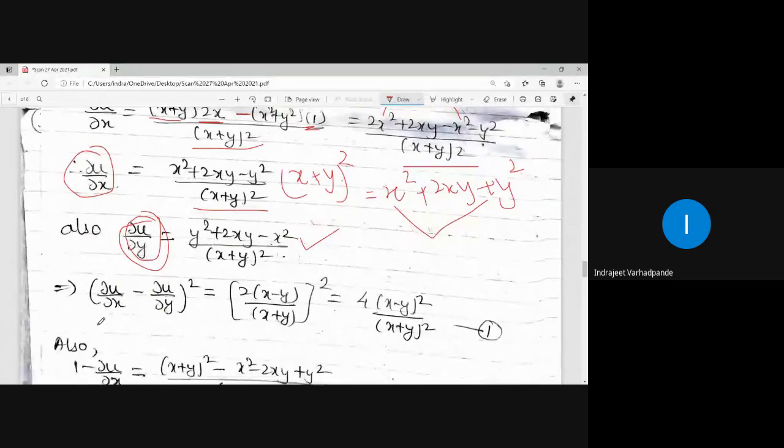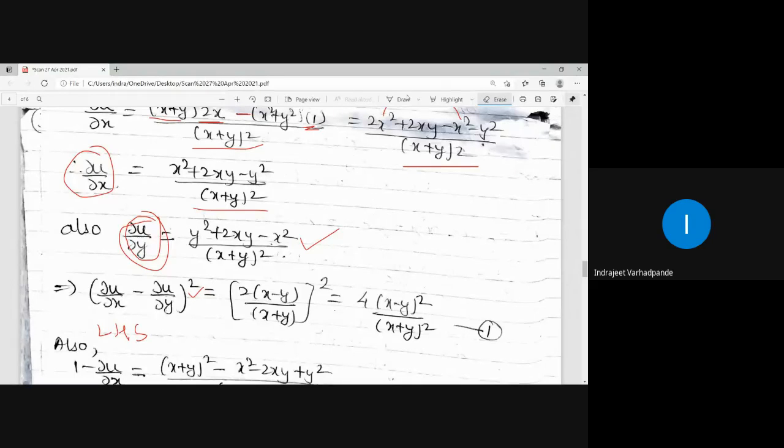Consider LHS. What is LHS? LHS is (del u by del x minus del u by del y) whole square, right? So take the subtraction of the two. See how you do the subtraction. This minus this, del u by del x minus del u by del y, upon (x plus y) whole square, right?